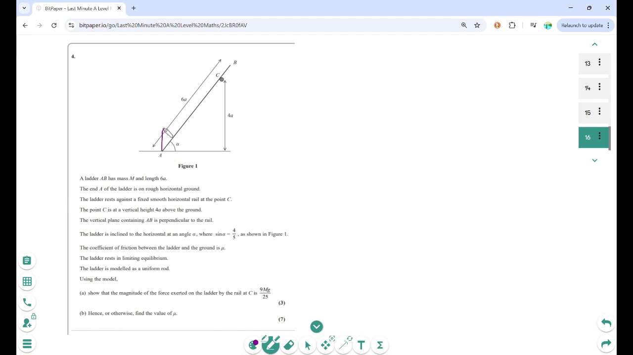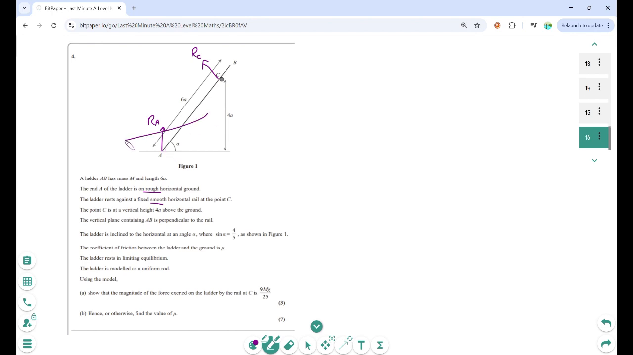So we're going to have a reaction at A, going straight up, and we're going to have a reaction at C, because it's resting on C and it's resting on the floor. Then check to see if you need any friction here. So we're looking for the word rough. The ladder is on a rough ground. The ladder rests against a smooth rail. So there's no friction here, but there is friction here.